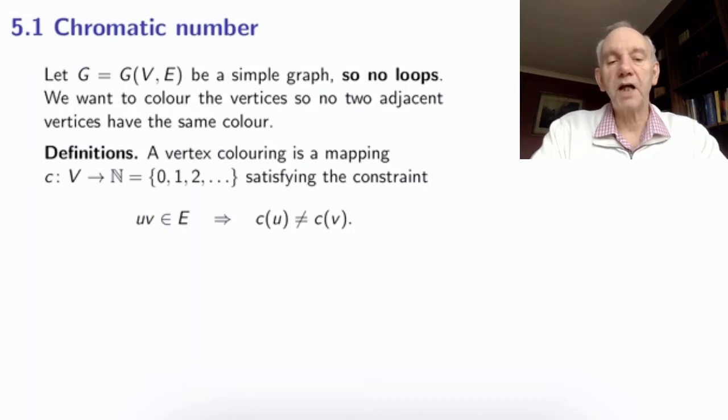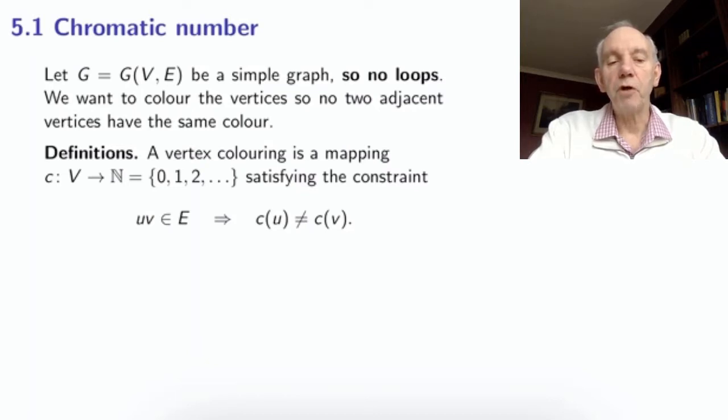So a vertex colouring means that you assign a colour to each vertex of a graph in such a way that no two adjacent vertices have the same colour. So we can define that formally by choosing, rather than actual colours, we'll initially use non-negative integers. So we'll use the natural numbers to denote the set of colours. So we just need a mapping from the set of vertices to the natural numbers.